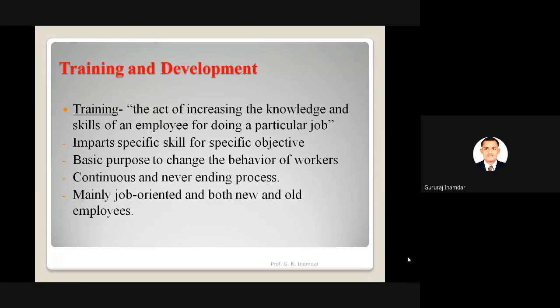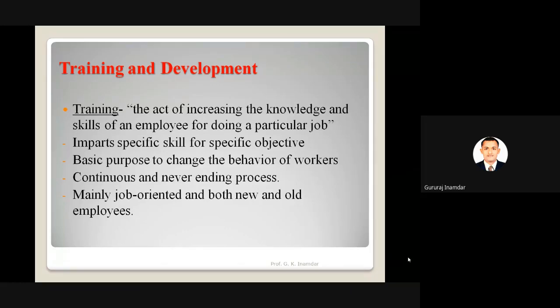Suppose if any updation is required, suppose we have changed the software of that industry, or we have changed the job also, or whatever the product. If you consider the manufacturing industry, there will be no single product, there will be different programs or different products. So according to the product, according to the design, whatever the structure of that product, the work will also be different. So every time you have to give the required training. So mainly job oriented and both new and old employees.